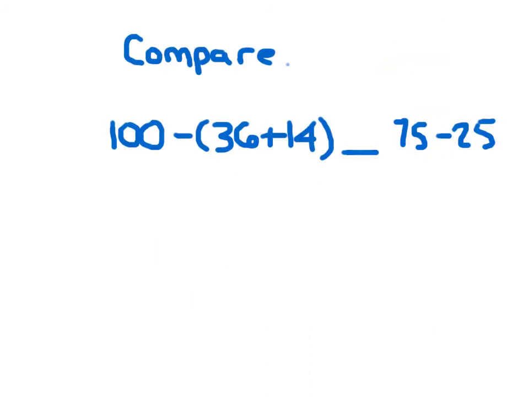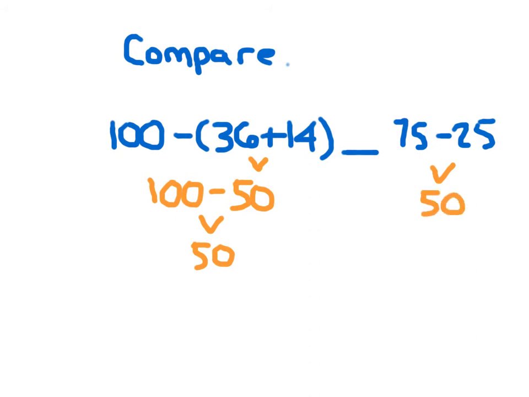Here I'm asked to do the same thing, or I'm asked to compare. I'll work with the left-hand side here. Parentheses first. 36 plus 14 is 50. And that's 100 minus 50, which is 50. 75 minus 25, 50. So I would put an equal sign. Again, simplify each side down to that single number, and then write that symbol there, the greater than, less than, or equal symbol.